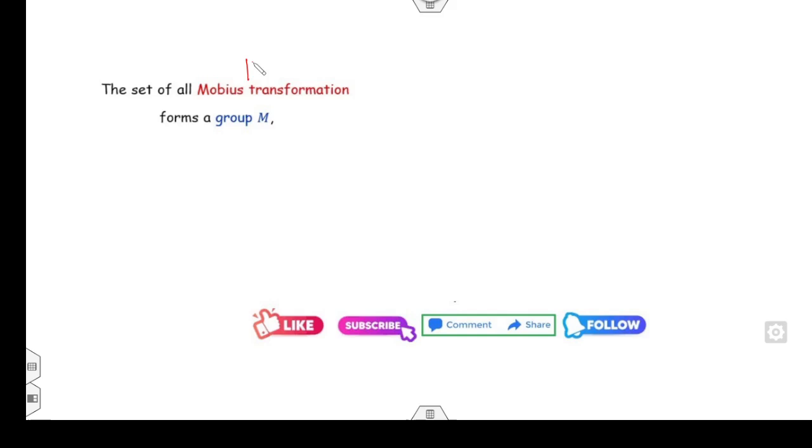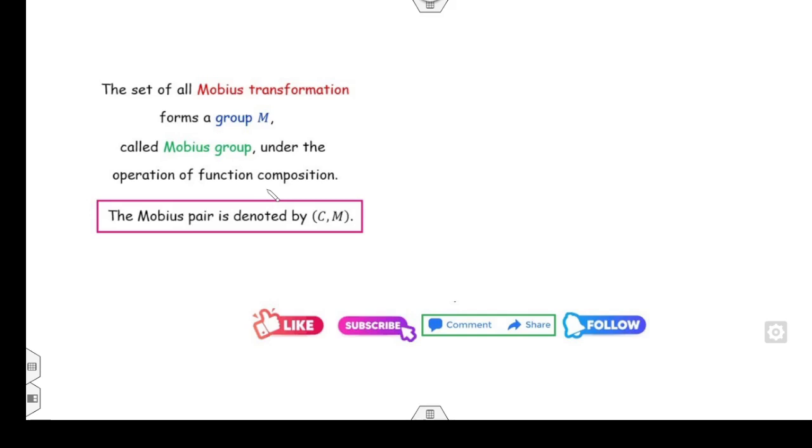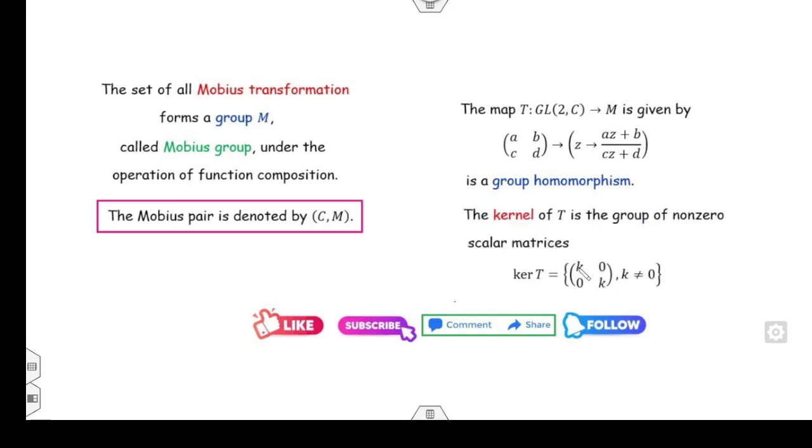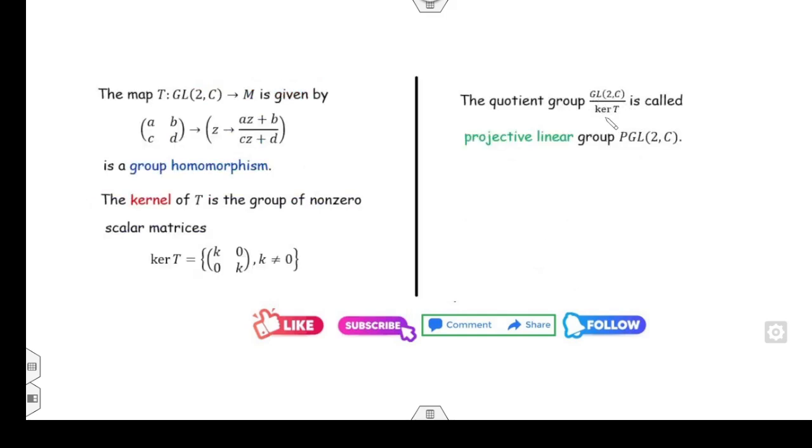Now, once we have the Mobius transformation, it always forms a group, and the group is known as the Mobius group. And the function is the composition. The pair is denoted by C comma N. Also, if you define the map from the GL2 comma C, that is a matrix, to the transformation, it is called a group homomorphism. And once it's a group homomorphism, you can define the kernel. And once you can define the kernel, we can define the quotient group, that is GL divided by kernel, called the projective linear group.